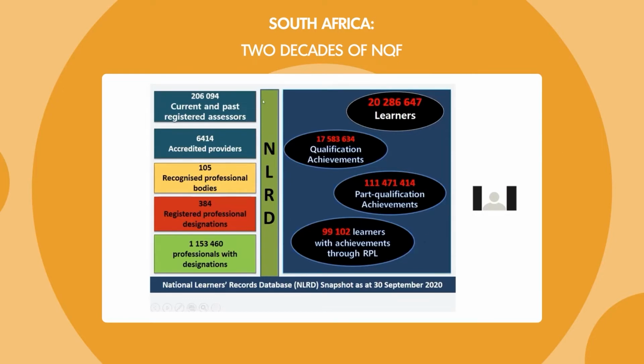Then we also keep a record of the assessors and accredited providers, and as we said, a key function is that we recognize professional bodies and we register their professional designations. You can see here, as of September 2020, we had already registered 105 professional bodies, 384 designations, and the professionals that actually have those designations, we have over 1 million on the NLRD.